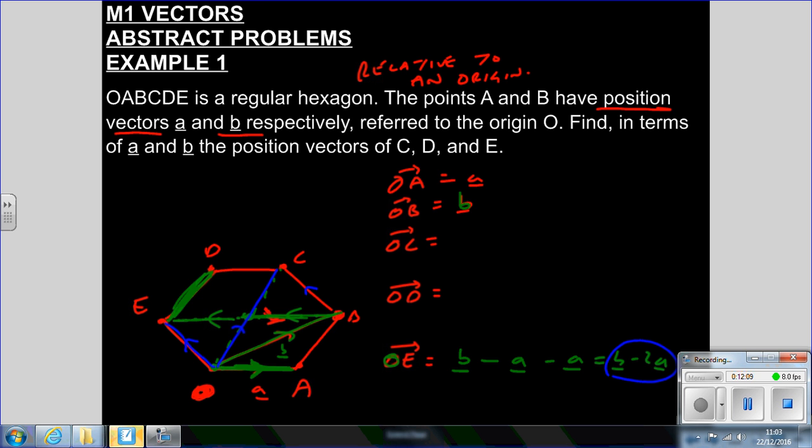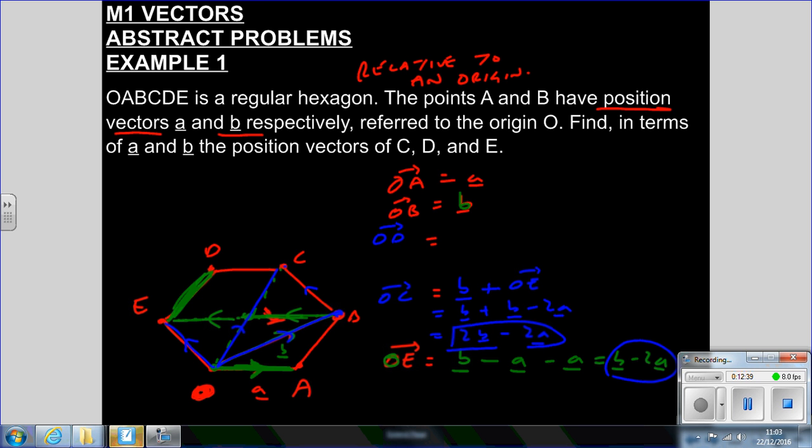If I first go to B, and now I want to go from B to C, which is parallel to O to E. So I can go plus the same as O to E, which we just found out was B minus 2A. So this is 2B, subtract 2A. Sorry, that was O to C, wasn't it? Not O to D. So O to C.